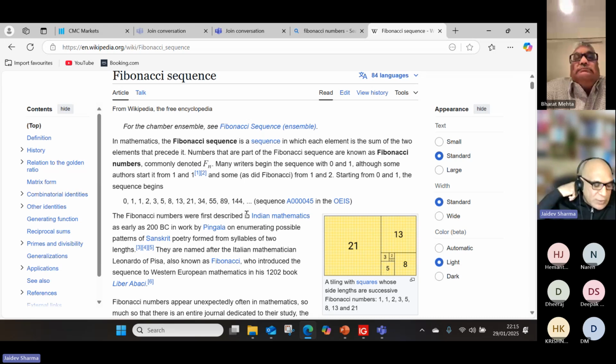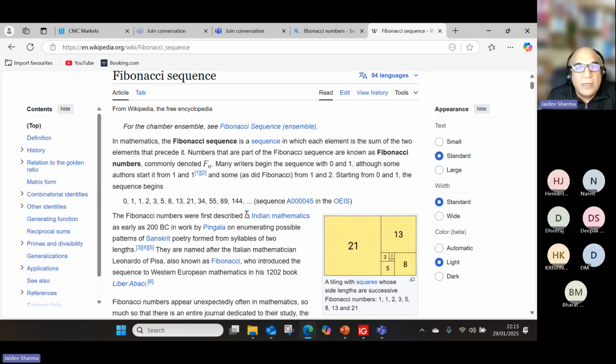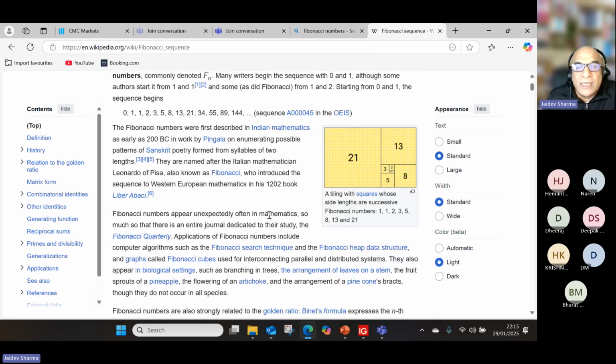This sequence was found by an Italian mathematician. And what he found was that the ratio of any number to the next is a fixed number. So that's the beauty of this sequence. Most things in life, in nature, happen to follow these Fibonacci numbers. Okay, so this is another thing like fractals, where price also seems to follow this.